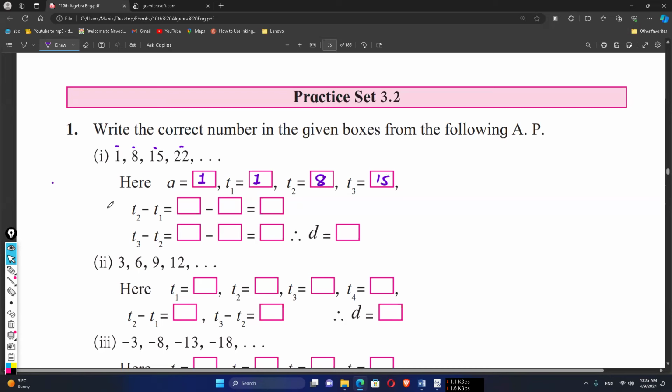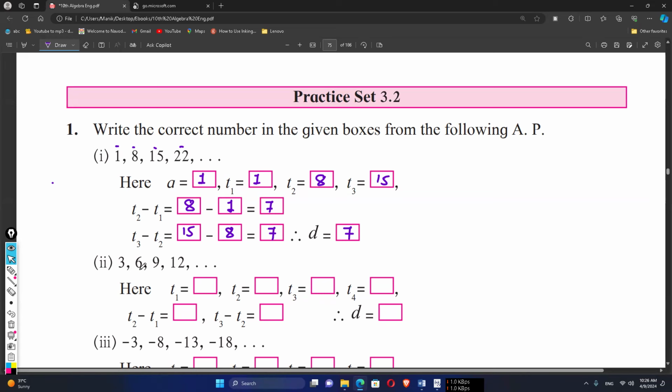Now we are going to find the common difference in this arithmetic progression. The formula for the common difference is t2 minus t1, meaning 8 minus 1, which is equal to 7. t3 minus t2 means 15 minus 8, which is again equal to 7. Therefore, the common difference in this arithmetic progression is 7. So this is the first activity of this practice set.